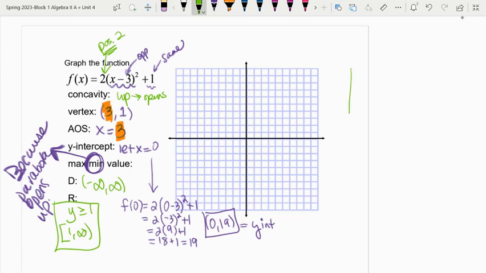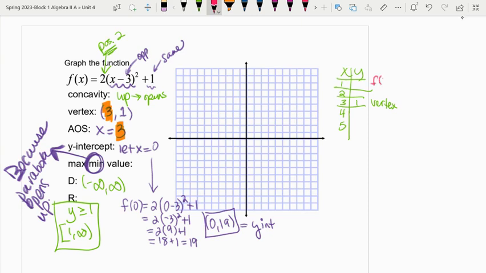All right, let's graph this thing. We need to make an XY chart first. So the middle X, the vertex, put that here, so 3, 1. Go below it 1, so 2. Go below it another one, 1. Go above it 4 and 5. Put in 1 for the X.